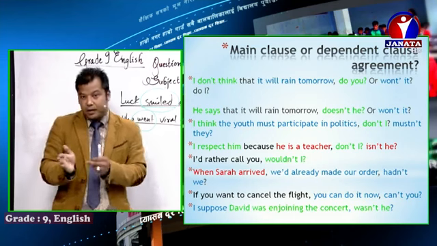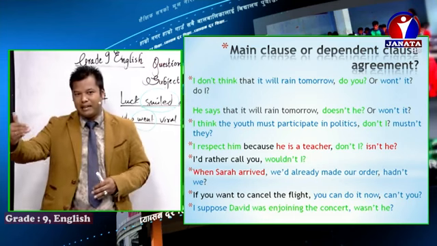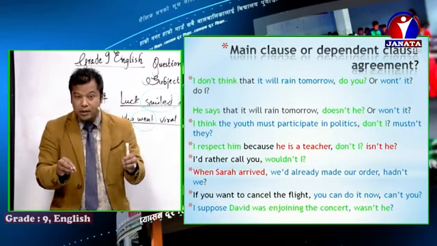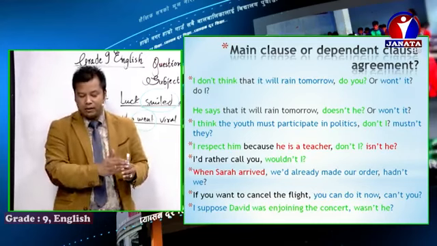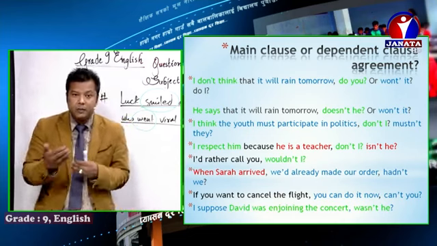But if I say because he's a teacher, it's a partial sentence. It's not a complete sentence. It's the secondary, dependent clause, subordinate clause. So in such cases, you have to always shift your focus to the main clause, which is I respect him. So the answer is don't I. I respect him, don't I?